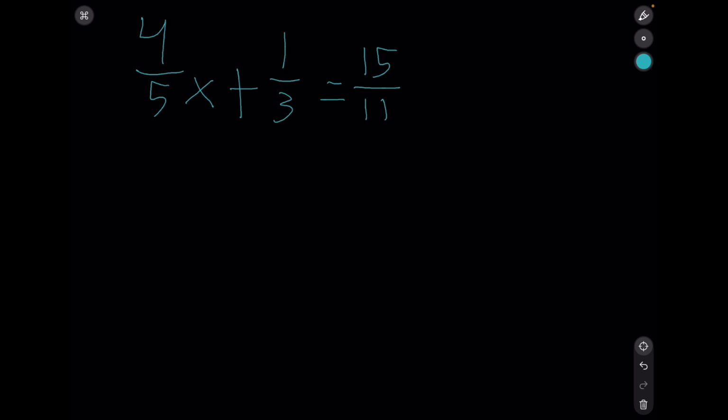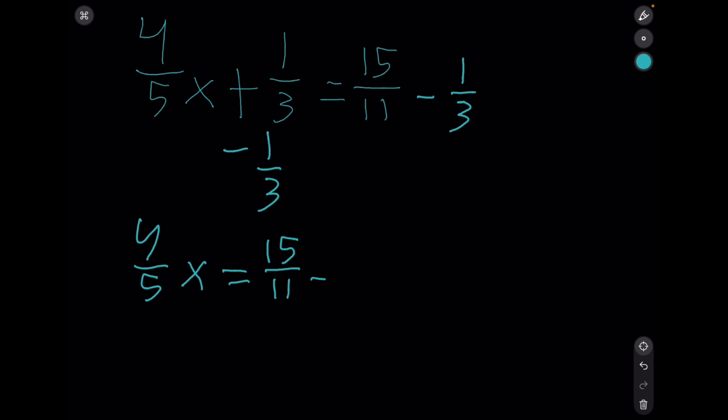You might be wondering, this is a bunch of random numbers that don't make any sense, and don't worry, I'll make sense of it. So from here, just like we subtracted, or I'm sorry, added the fraction to the right side, for this one, we will do the opposite and subtract it. So from there, you're left with 4 over 5x, which is equal to 15 over 11 minus 1/3.